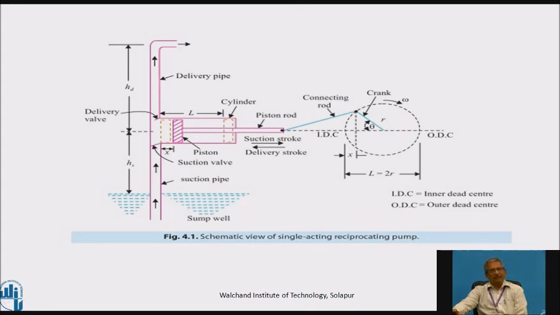Of course, as there are no leakages through the piston cylinder mechanism, high pressure will be generated, but the discharge will always be a low quantity of liquid, as only one half of the rotation of the crank is utilized for delivering the water. So that is the major disadvantage of this pump.